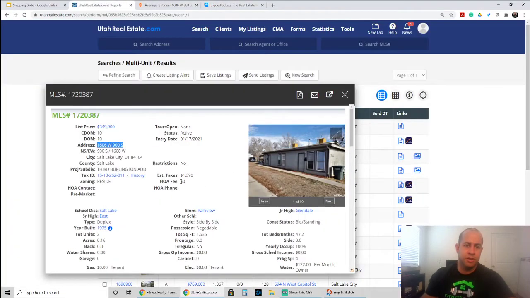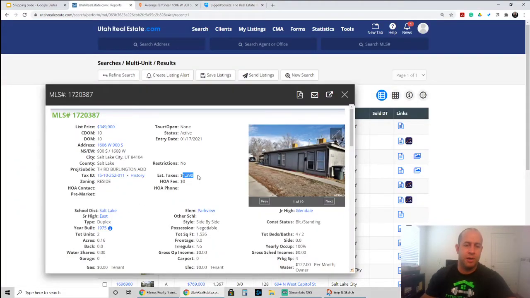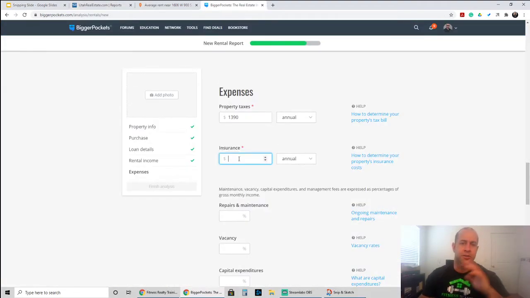Property taxes, just jump over and get those. $13.90. And sorry if I went too fast, but you just flip back to the MLS and have their estimated taxes. Just use that right off the cuff. I mean, you can do fine tuning of this with your investor or yourself later when you can actually get the tax information from the sell side.